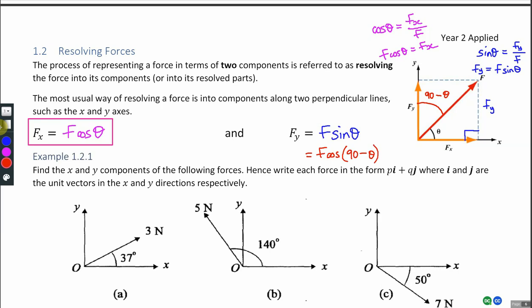And I hope you remember that cos of 90 minus theta will always be the same as sine theta. I'll write it up here. That is true for any angle theta. It's also true the other way around. Cos theta is the same as sine of 90 minus theta. That's true for all values of theta. So these two expressions are the same. You'll get the hang of this as we go through examples.